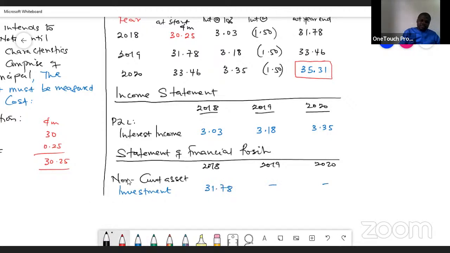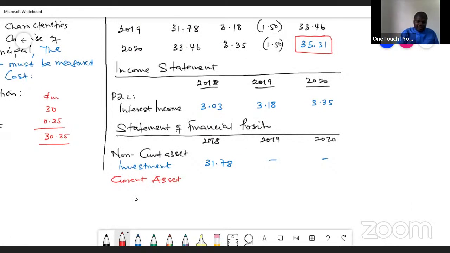In 2020, it will be current assets. Current assets, investments. Right under that, investments. That is 33.46. So that is all.